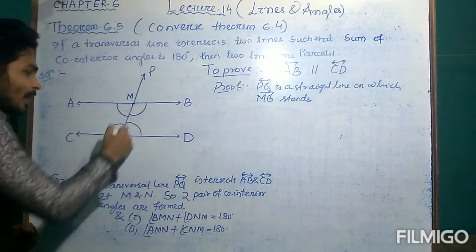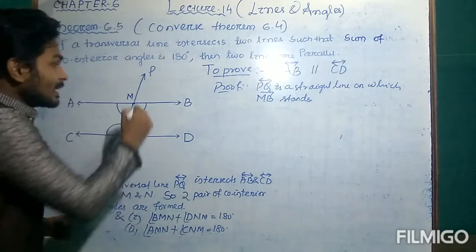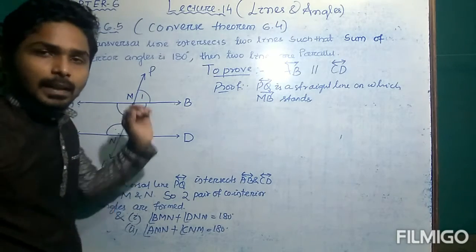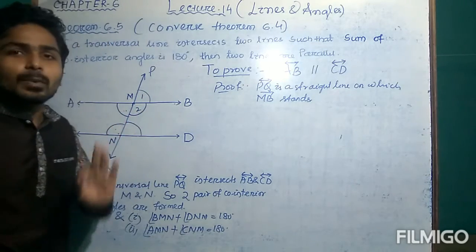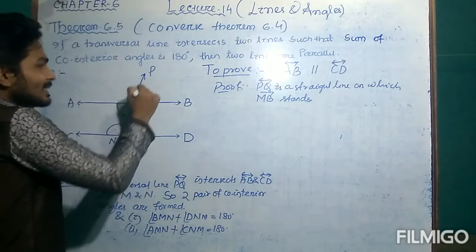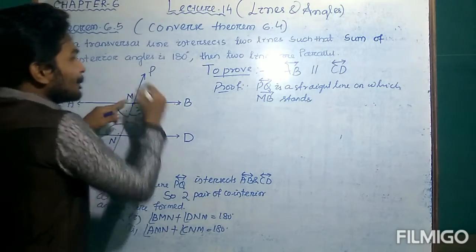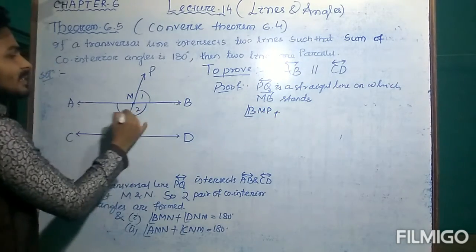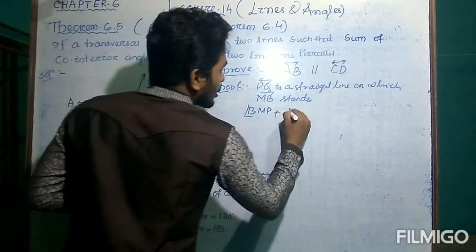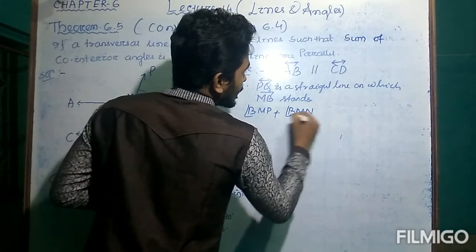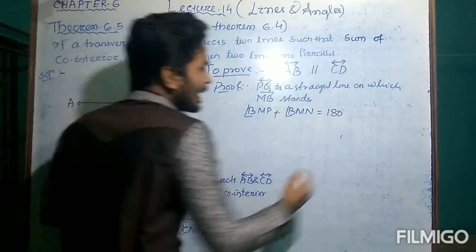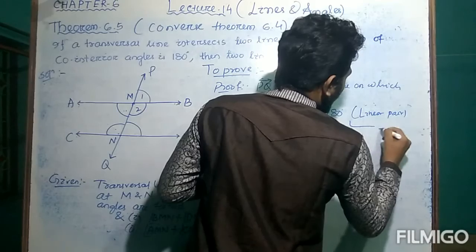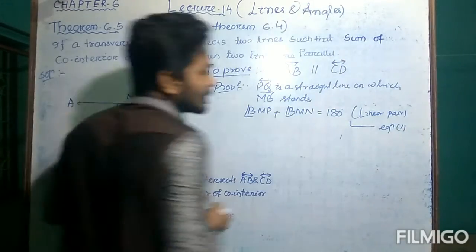Now if on a straight line one ray stands, then it forms two angles, this angle and this angle, and these two angles are a linear pair, and the sum of these two angles is equal to 180 degrees. So we can write this angle BMP plus this angle BMN is equal to 180 degrees. Why? Because they are a linear pair. This is equation number 1.